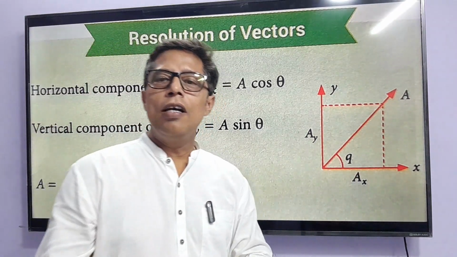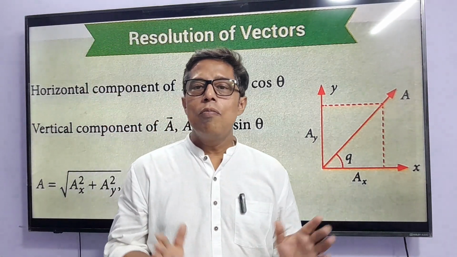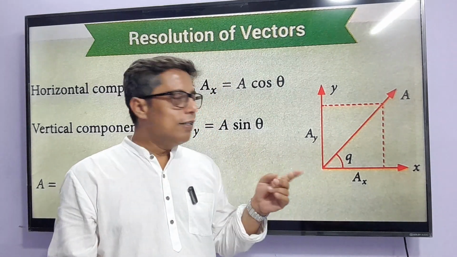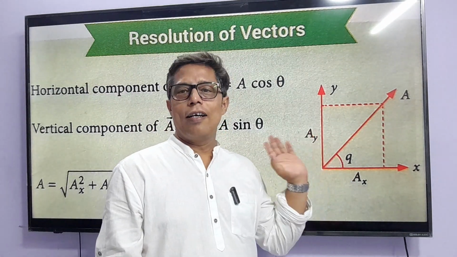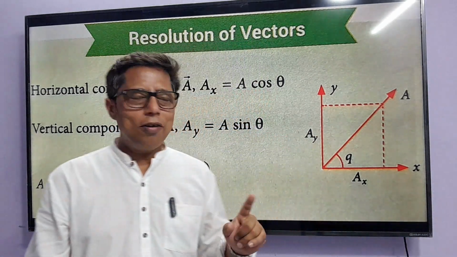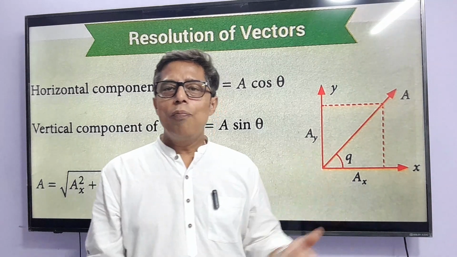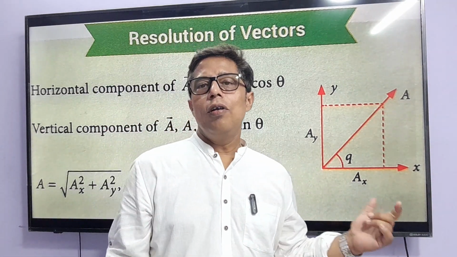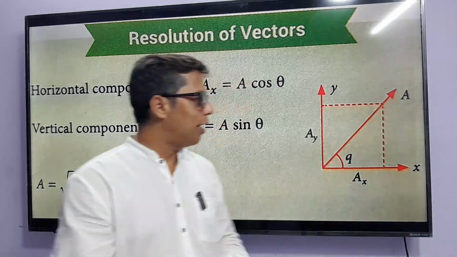So vectors have their existence in multiple directions. Here the vector exists in the x-axis and y-axis, and they are independent. They are not dependent. They are not interfering with each other. The proof is an example: projectile motion. When we consider projectile motion, what happens?